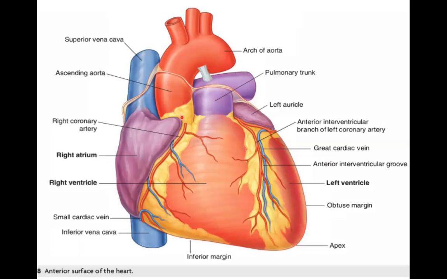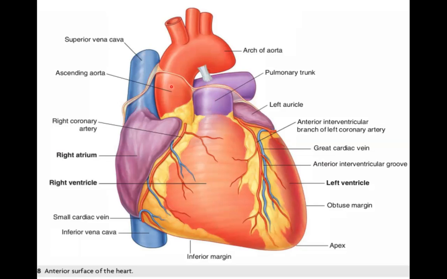Now if we talk about the aorta, it is divided into the ascending aorta, number 1, then the arch of aorta, number 2, then the descending thoracic aorta, number 3. These are the 3 parts of the aorta.